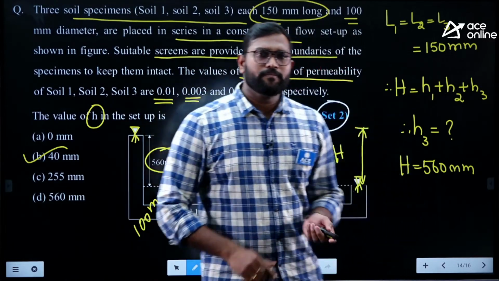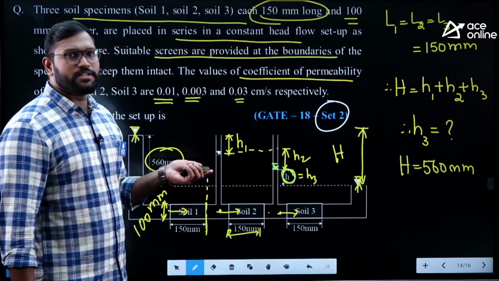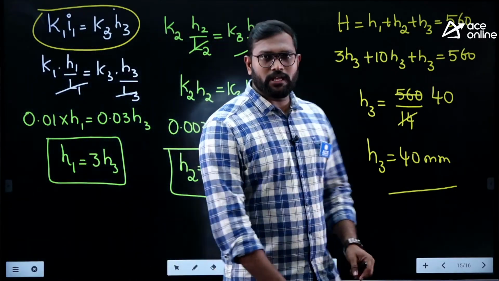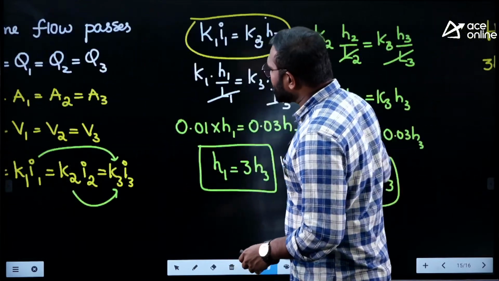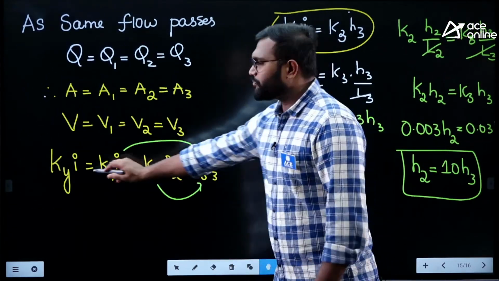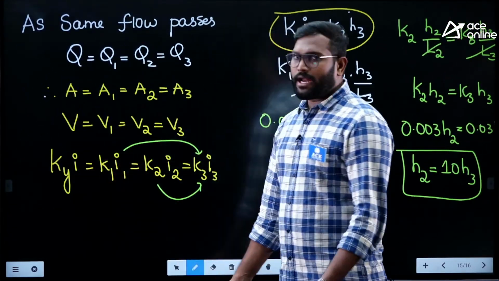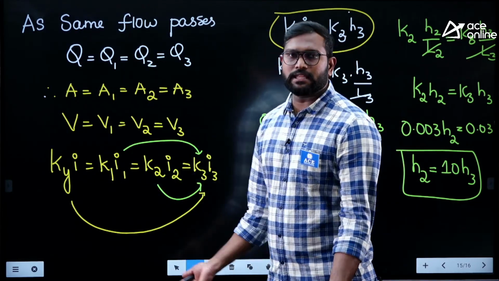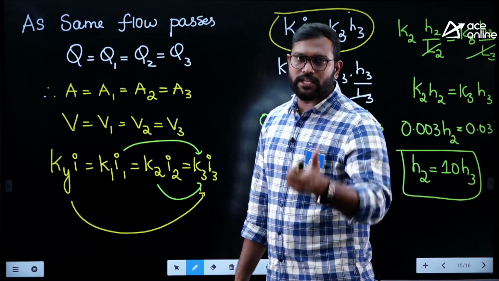Sir, what if I want to go with the equation? Yes, you can go with the equation. That's also there. How, sir? Now again, you go to the logic. This is the logic, right? What I do is I equate ky into i as K3 i3. Our focus is all about the H3, right?